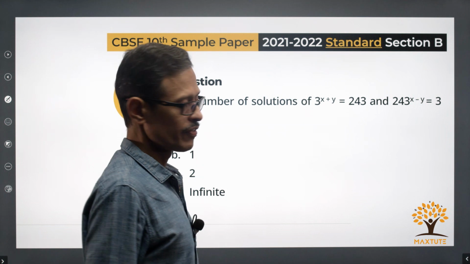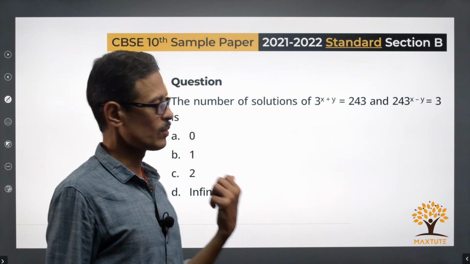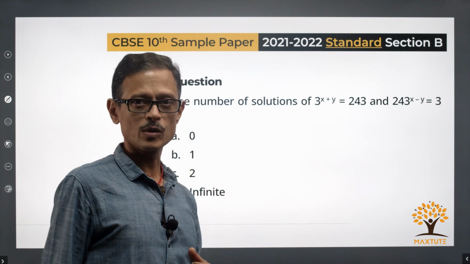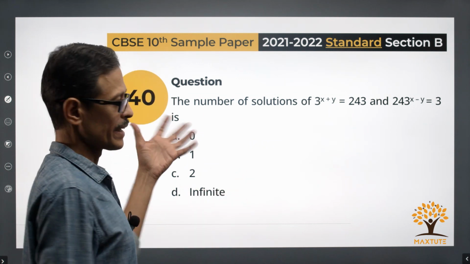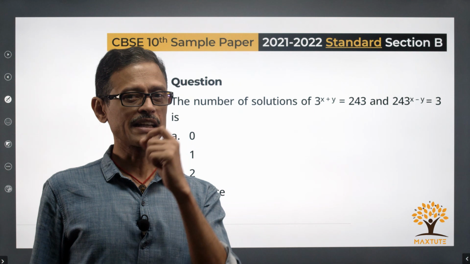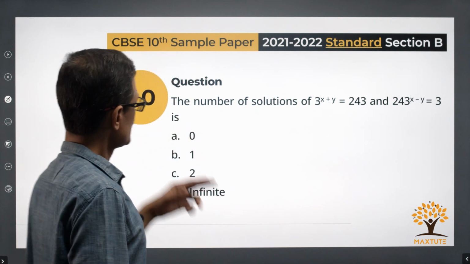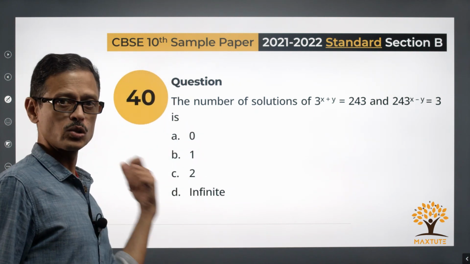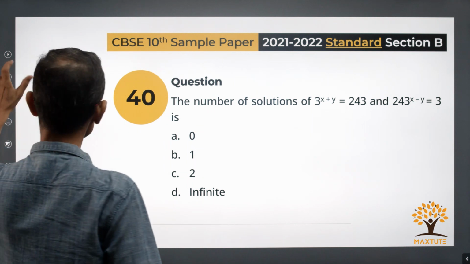The number of solutions of 3 raised to the power of x plus y equals 243 and 243 raised to the power of x minus y equals 3 is how many? They are not even asking us to find out what is the value of x, what is the value of y, they are asking us to determine how many solutions it will have, right. No solution at all, one solution, two solutions, infinite number of solutions, right.